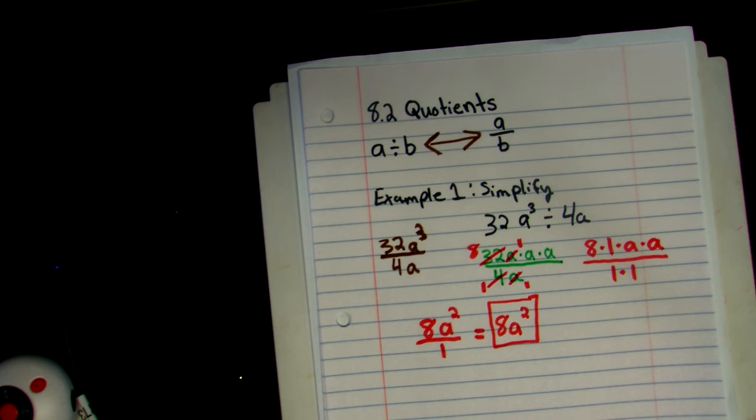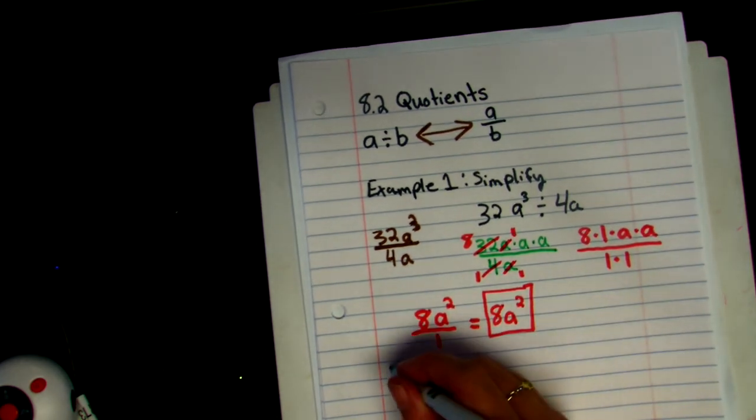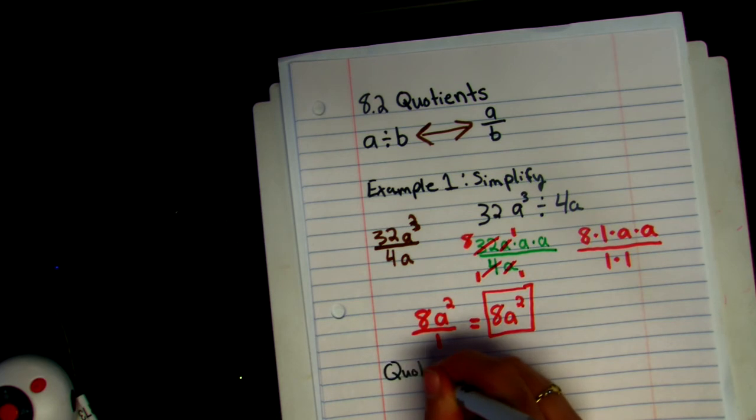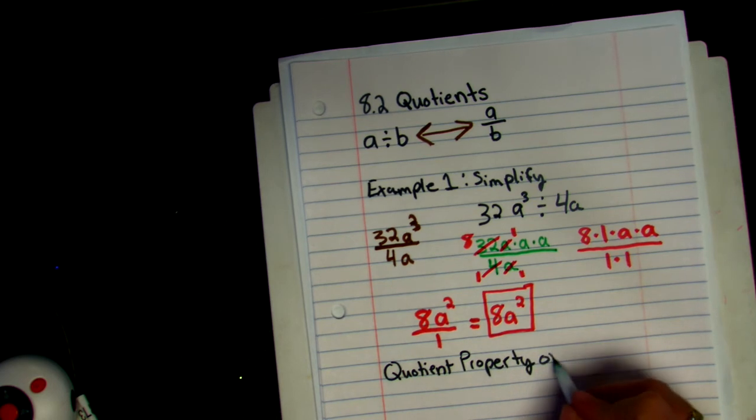The quotient property of exponents, which we learned in chapter 1, we can actually use with variables as well. First of all, let's review the quotient property of exponents.